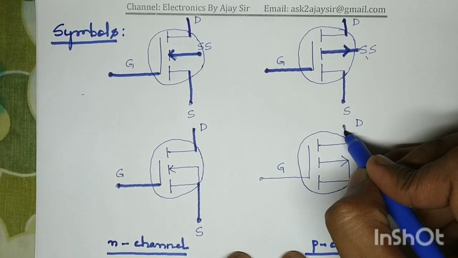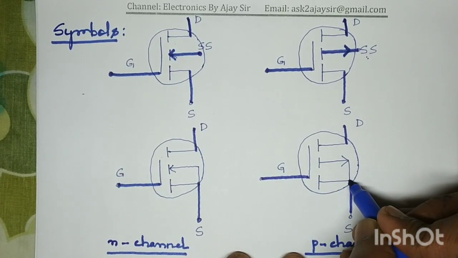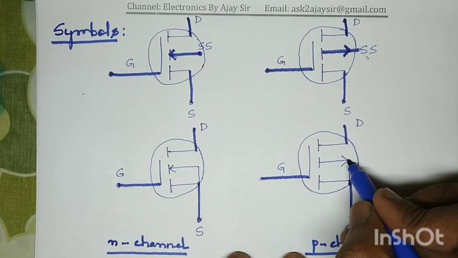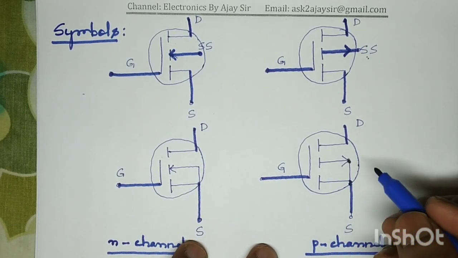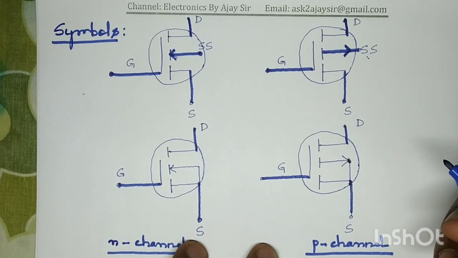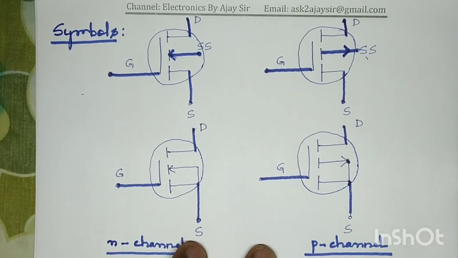Again, this is the drain terminal, this is the gate terminal, and this is the source terminal, and the substrate terminal is connected to the source. It means both the substrate and the source are at the same potential, and hence body bias effect is absent in this symbol.